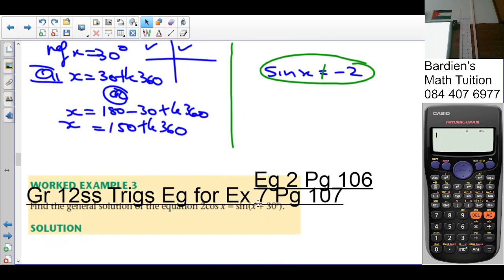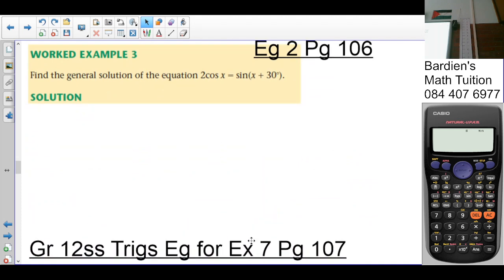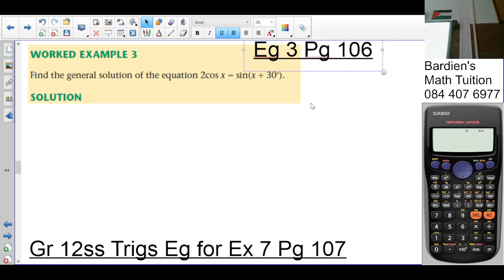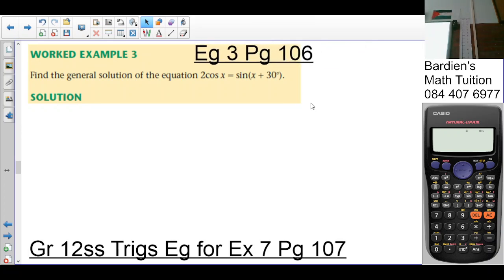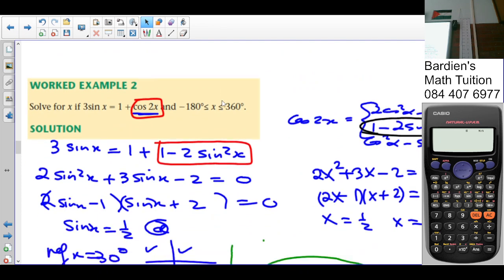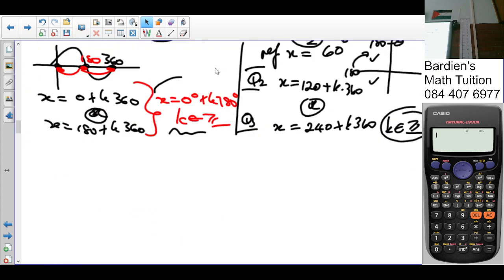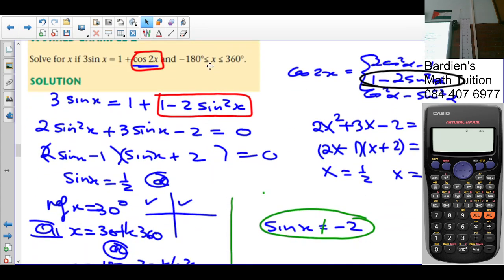We're looking at example 3, and example 3 is on the same page, correct? Alright, so here we are told find the general solution of the equation 2 cos x is equal to sine of x plus 30. Just coming back here, here was a restricted domain in the sum. However, that one wasn't. So I didn't answer this part of the question.